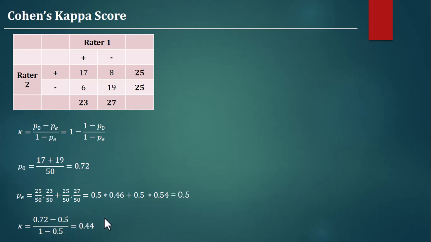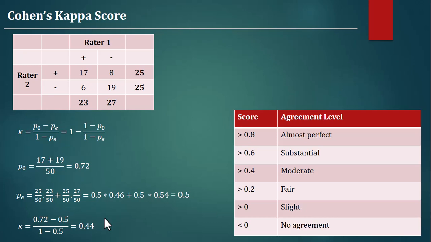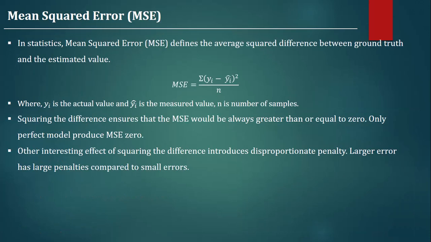Now what is the interpretation of this score? If the score is greater than 0.8, then we can say it's almost perfect, meaning our model is quite good. If it is greater than 0.6 but less than 0.8, then the model has substantial classification power. Greater than 0.4 is moderate, greater than 0.2 is fair, greater than 0 means slight, and less than 0 means no agreement. Right? So we should target a Kappa score greater than 0.8.